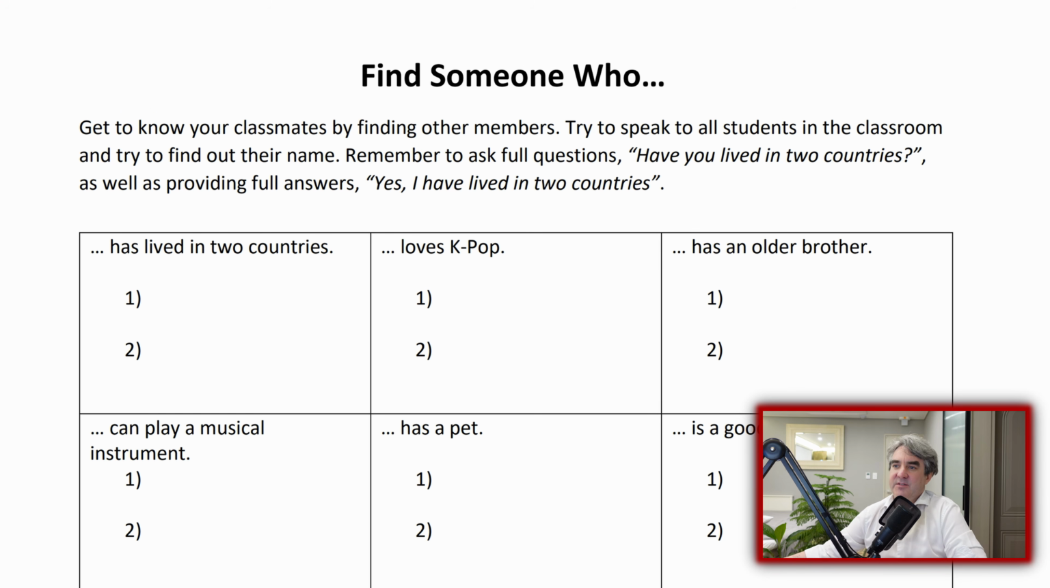But what is find someone who? So as you can see in this worksheet, try to speak to all the students in the classroom and try to find out their name. Remember to ask full questions. So this is a prompt for the students. And then you've got a question, an example, have you lived in 2 countries? And then try and provide a full answer. Yes, I've lived in 2 countries. Or no, I haven't lived in 2 countries. And you can see here just below the first, find someone who has lived in 2 countries.